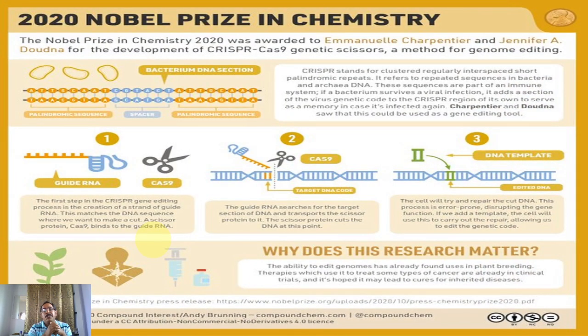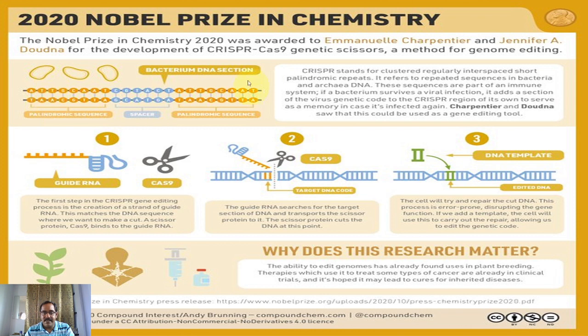So the 2020 Nobel Prize in Chemistry was awarded to Charpentier and Jennifer for the development of CRISPR-Cas9 gene editing, a method of genome editing. So let me explain this. See, the expansion of CRISPR is clustered regularly interspaced short palindromic repeats, that we call CRISPR. Okay, so let me explain a little bit. Later also you can read by having this slide for some time.